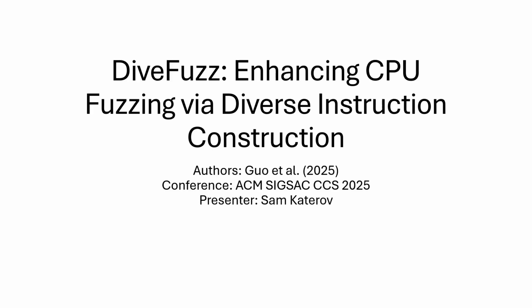I'm Sam Kadarab, and today we're diving into a fascinating paper from the 2025 ACM Conference on Computer and Communications Security. The paper is titled DiveFuzz: Enhancing CPU Fuzzing via Diverse Instruction Construction. This work comes from researchers at the Chinese Academy of Sciences, and it tackles a really important problem in hardware security. How do we find bugs in CPUs more effectively?